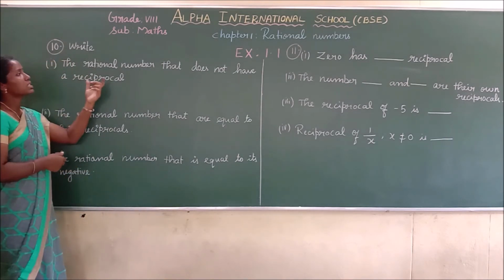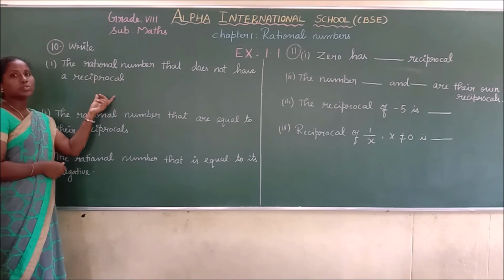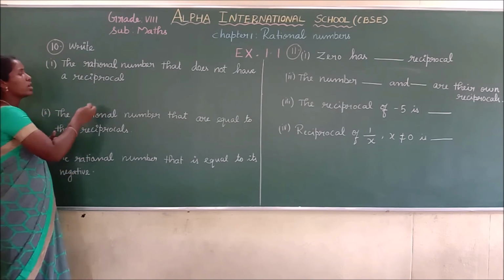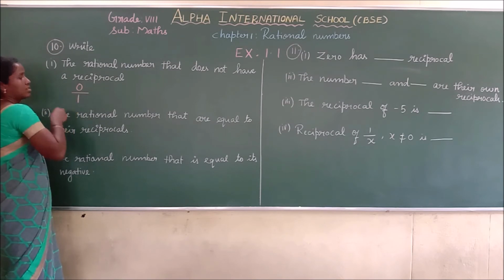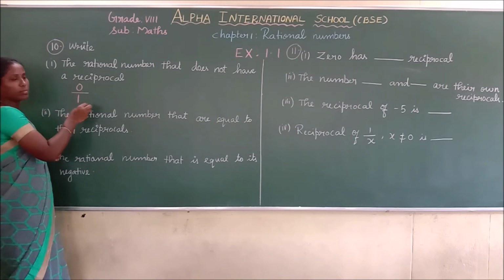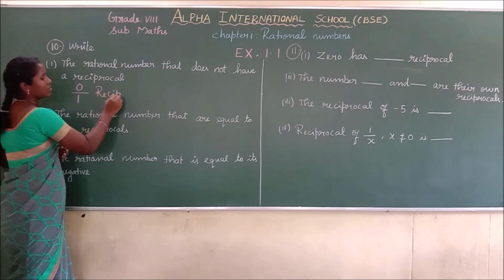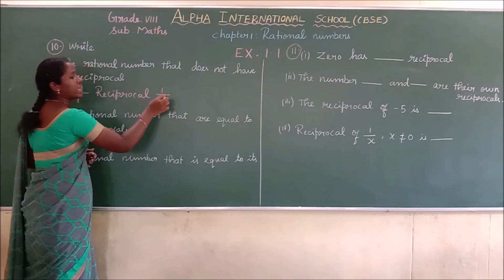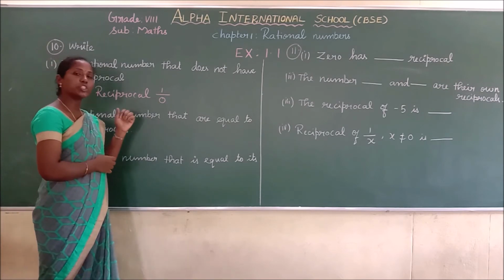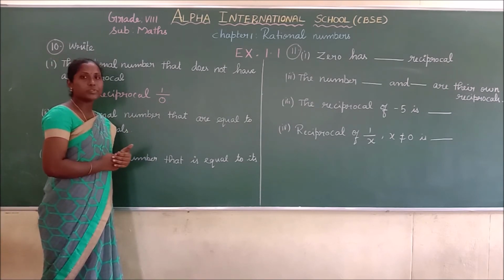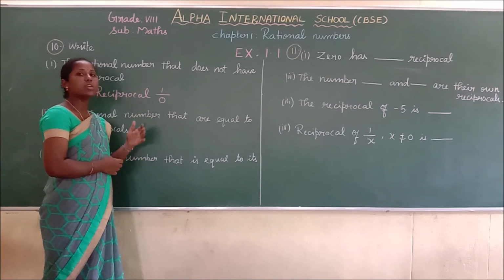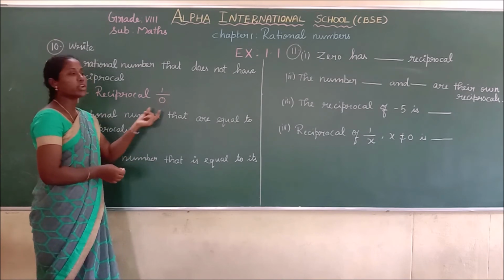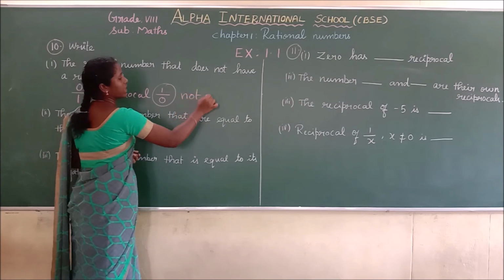So which number does not have a reciprocal, they are asking. 0 can be written in the form of a rational number, but if you take the reciprocal of 0, we can write 0 as 0 by 1. Yes, it is a rational number. If you take the reciprocal for this number, it will become 1 by 0. We saw in the definition of a rational number itself that the denominator is not equal to 0. In the form p by q, if q is equal to 0, the number is not defined. Here this number is not defined.